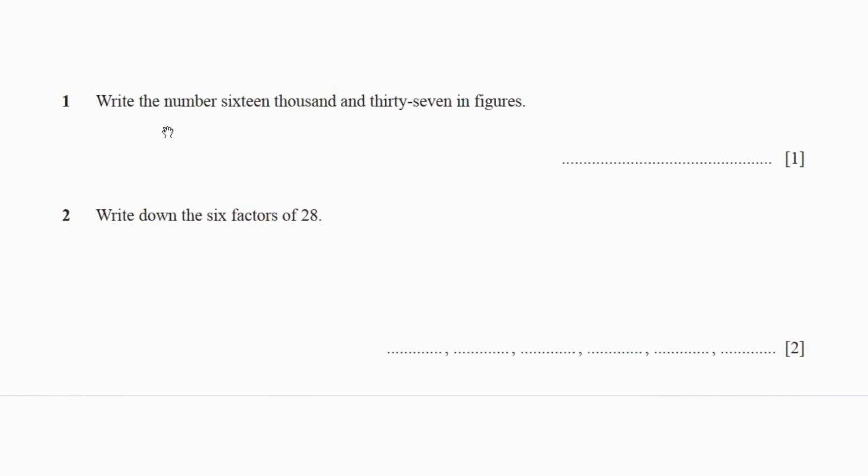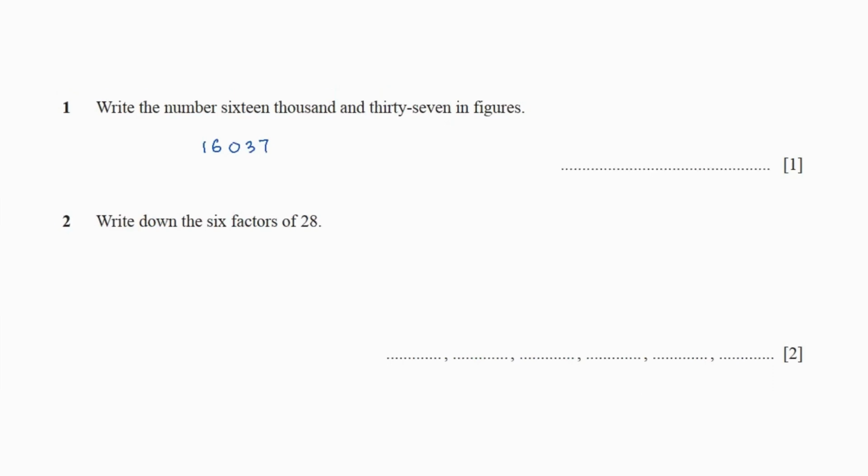The first question says write the number 16,037 in figures. So 16,037. Then write down the first 6 factors of 28. So factors of 28 are 4 times 7, 28 times 1, 14 times 2. So you write 1, 2, 4, 7, 14, and 28.